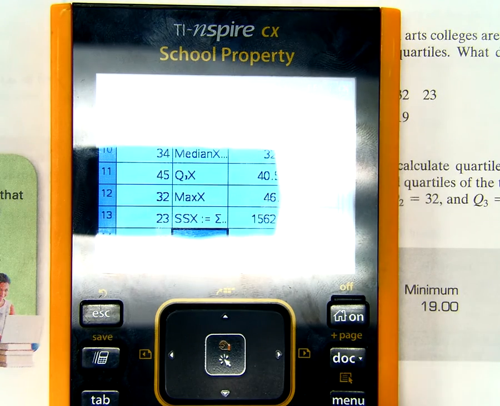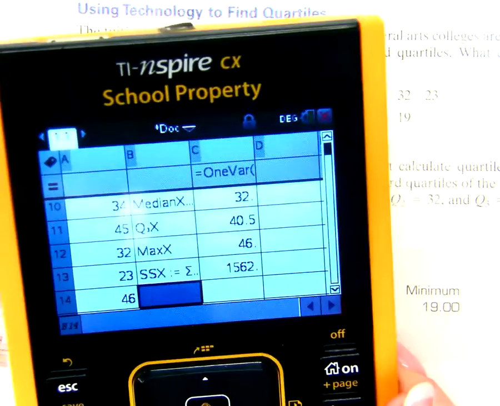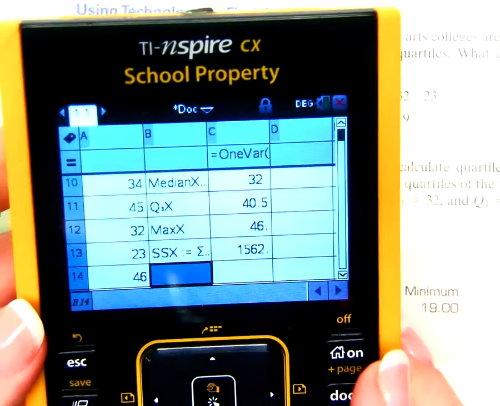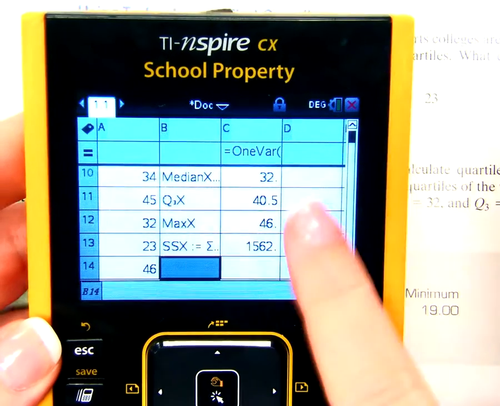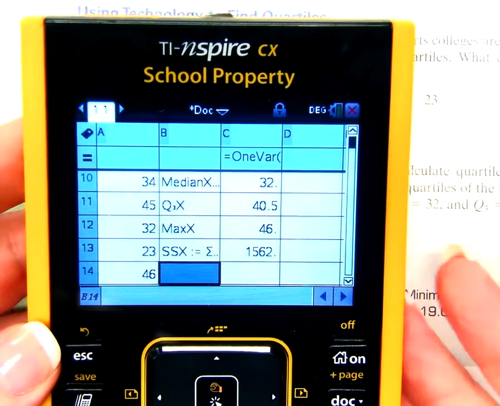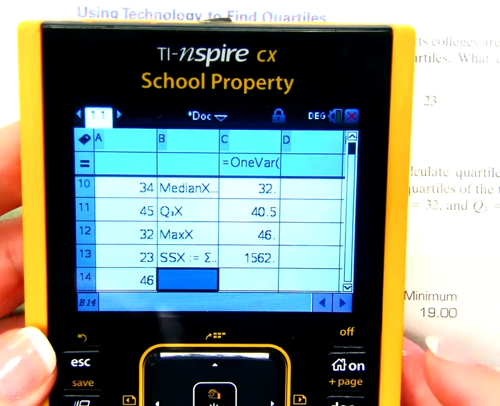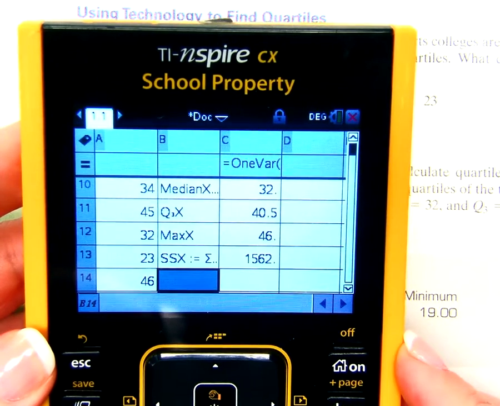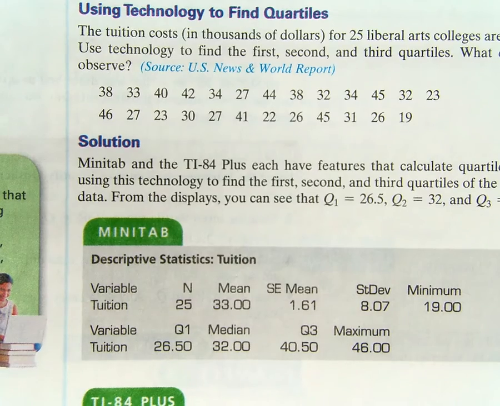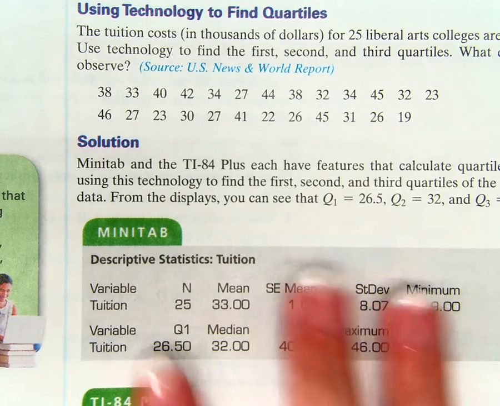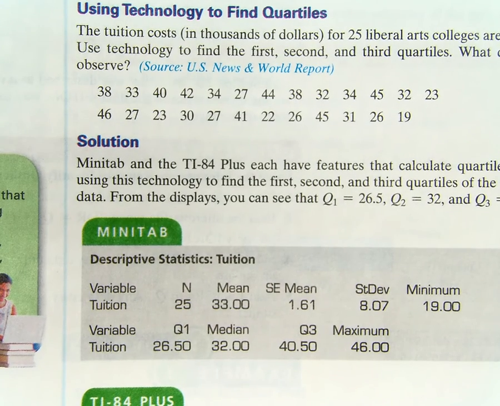I honestly cannot think of a job, maybe Mr. Clemens can help us out, I can't think of a job where you'd have to be finding this information that you wouldn't have a calculator or a computer program already at your disposal. Any questions about finding quartiles either by hand or with the technology? You good? Okay.